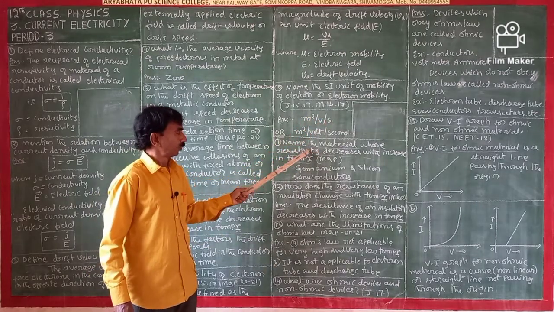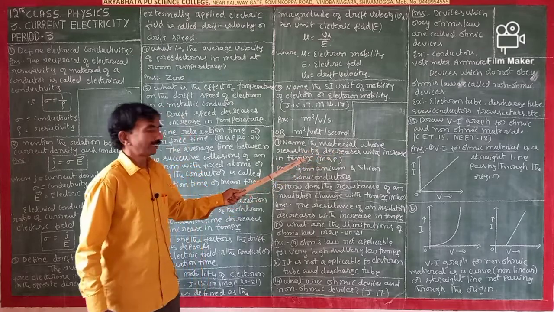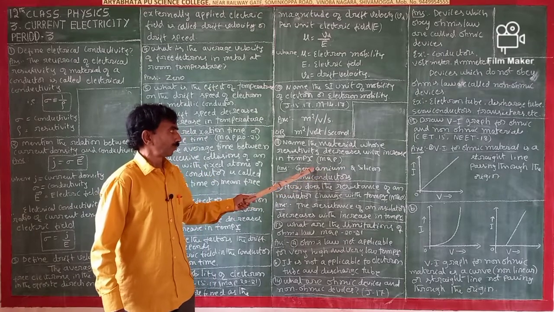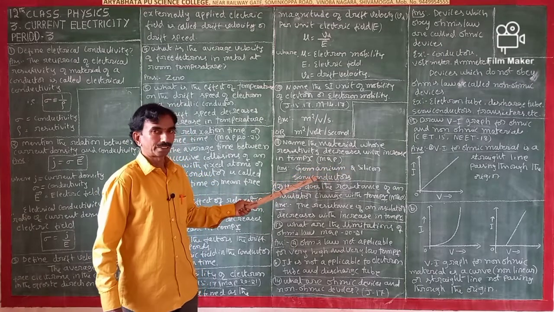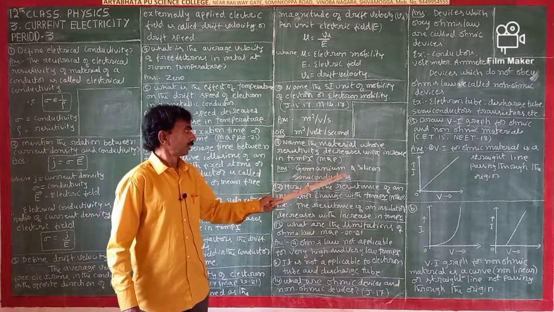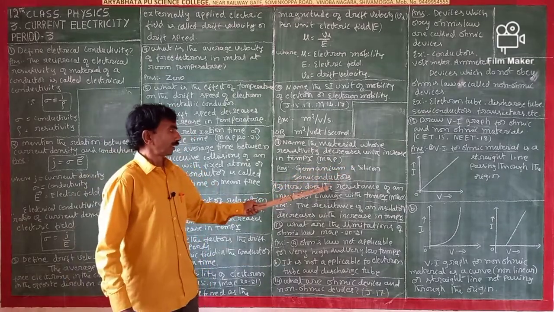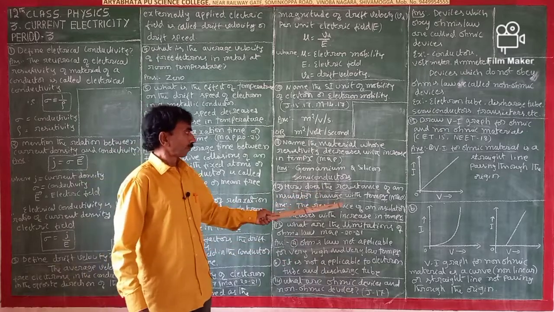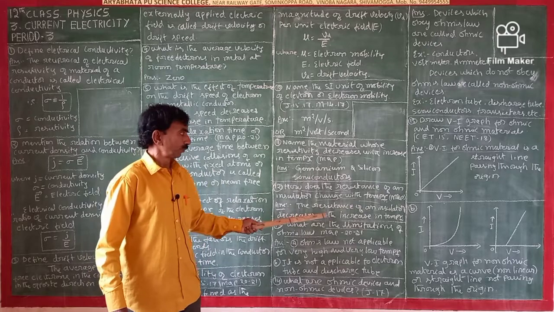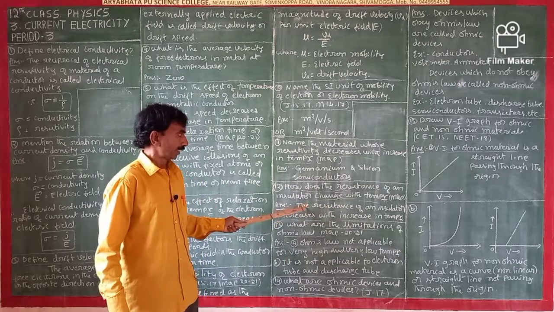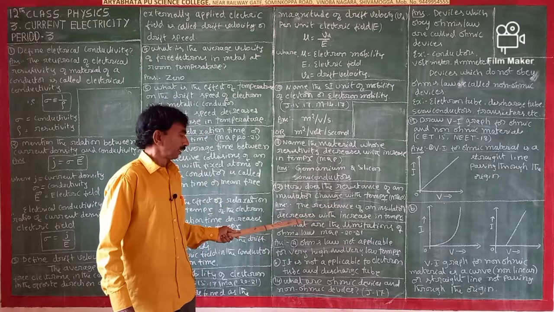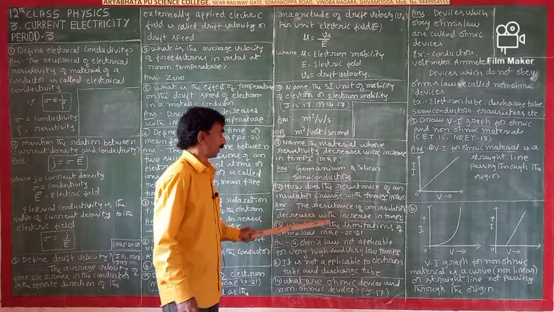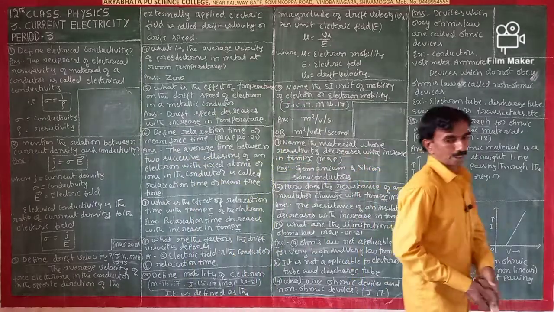Name the material whose resistivity decreases with increase in temperature. Germanium and silicon semiconductors. How does the resistance of an insulator change with temperature? The resistance of an insulator decreases with increase in temperature.